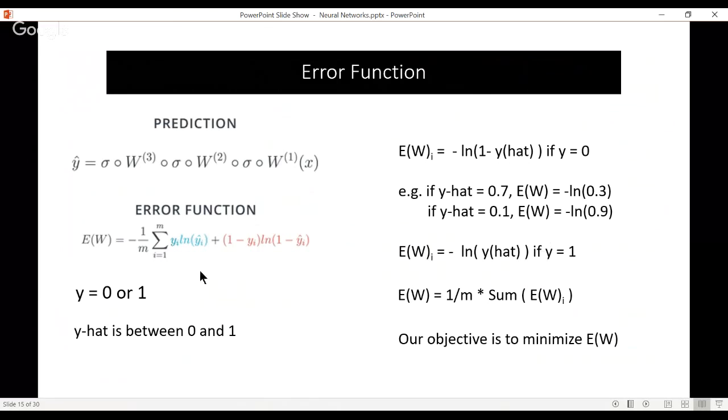If y is 1, this term becomes 0, and this term is just minus log of y hat. You can use the same logic again, and you'll understand how the function is working. And this was just for one data point. Your error function will be the average over the errors of all the data points, so you do 1 over m times the sum of all the individual errors. And our objective in the end is to minimize the error function.